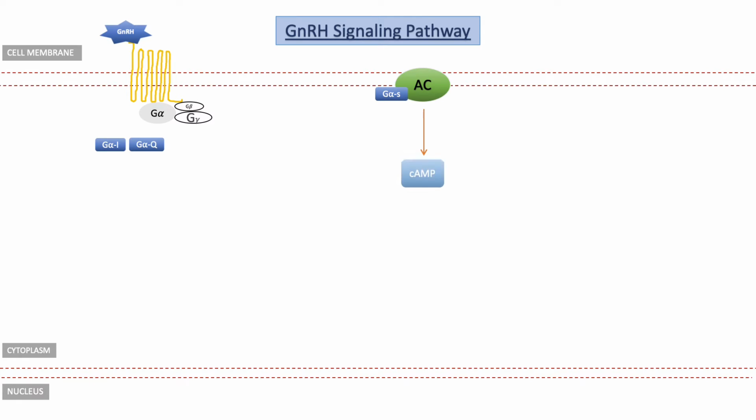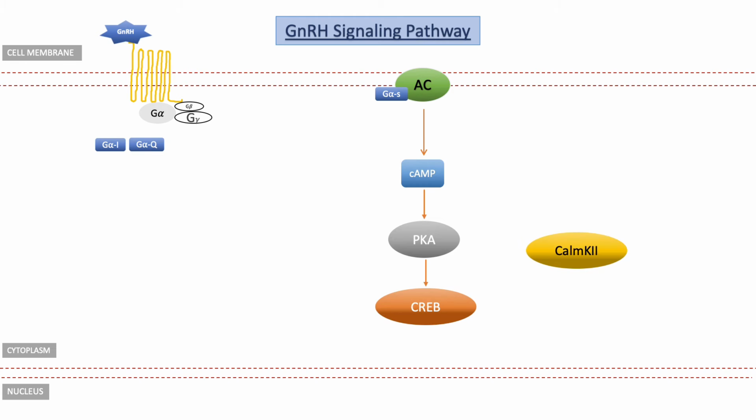Cyclic AMP promotes protein kinase A, which influences transcriptional activity of the cell for production of LH and FSH via cAMP-responsive element binding protein, CREB. The activation of CREB is aided by calcium calmodulin dependent protein kinase type 2, which is activated by calcium ions introduced by voltage-gated calcium channels and by inositol triphosphate IP3 from the endoplasmic reticulum.